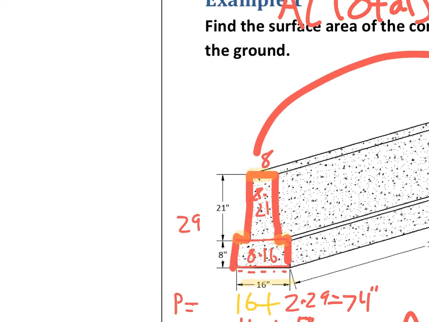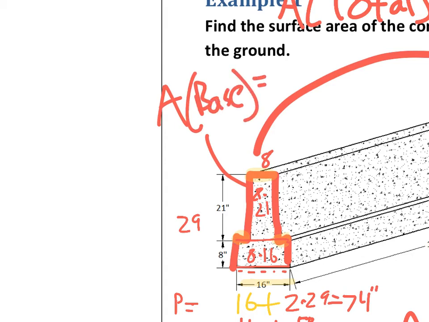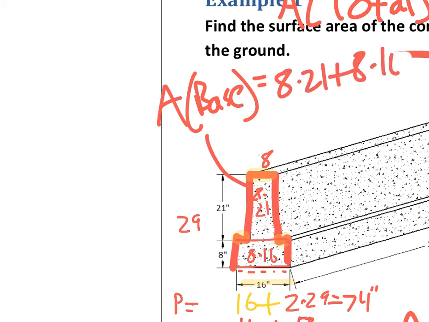Okay. So we're going to be calling these the bases because there's 2 of these T's. So the area of these T's are what we'll call the bases. Base doesn't mean bottom, all right? So that's going to give us an 8 times 21, plus we got an 8 times 16. And punching that in the calculator, we get 296. I'm sorry, this is square inches.